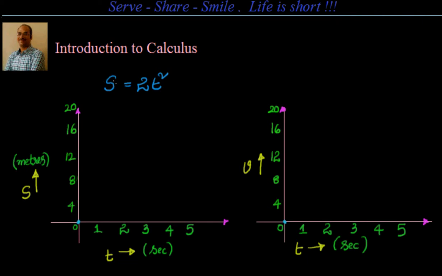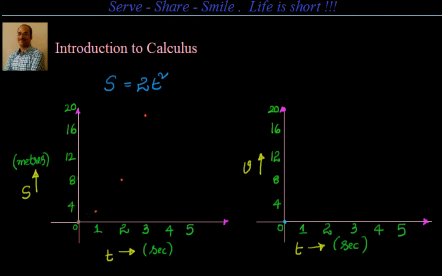Now you can see that this is nothing but of the form s equal to ut plus half at square, where u equal to 0 and half a is equal to 2. So we have s equal to 2t square here. Let's try to graph this and see how this comes. At t equal to 0, s is 0. At t equal to 1, s equal to 2. At t equal to 2, 2 into 2 square is 8. At t equal to 3, 3 square 9, 9 into 2 is 18. So somewhere here. That's how our graph looks like.